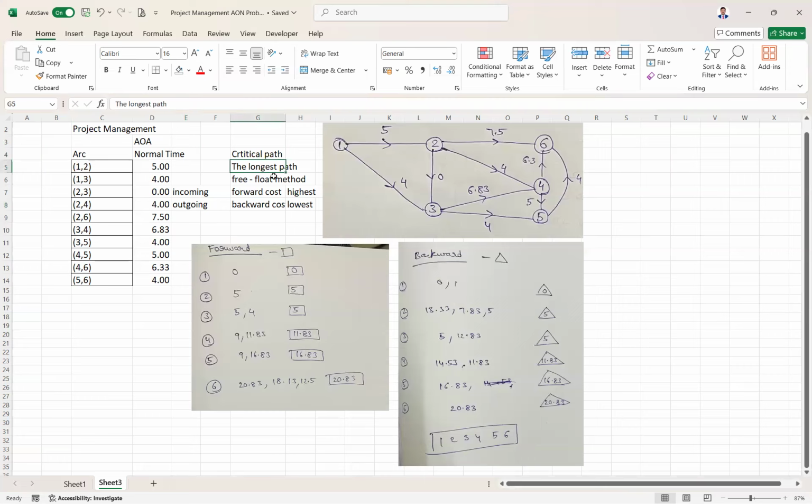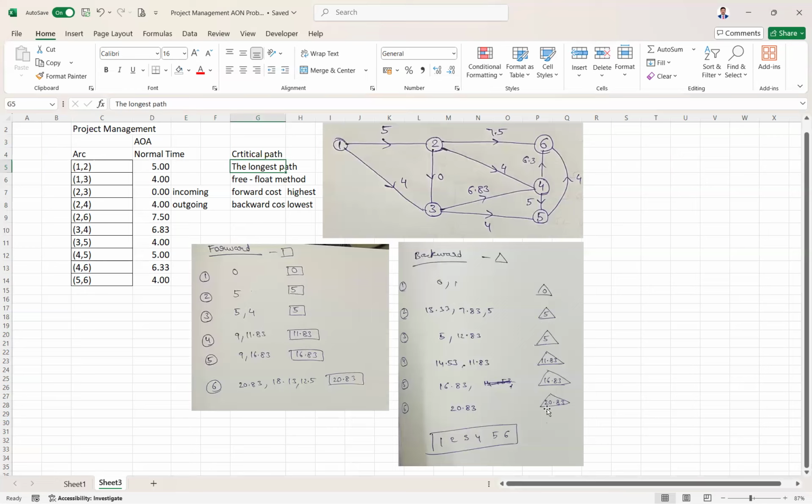So this is using the free float method. Both forward and backward costs are calculated in the respective way, and we have found the critical path to be 1, 2, 3, 4, 5, 6. 1 to 2 is 5, 2 to 3, 0, 5 plus 0, 5. 3 to 4, 5 plus 6.83, 11.83. Then 4 to 5, 11.83 plus 5, 16.83. Then 5 to 6, 16.83 plus 4, 20.83. That is your longest path for the project. That is the critical path.